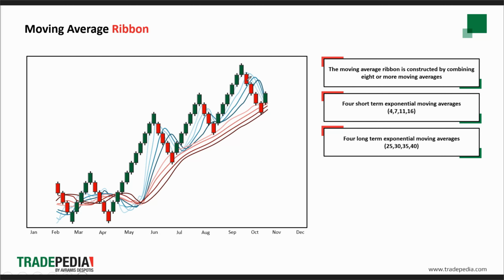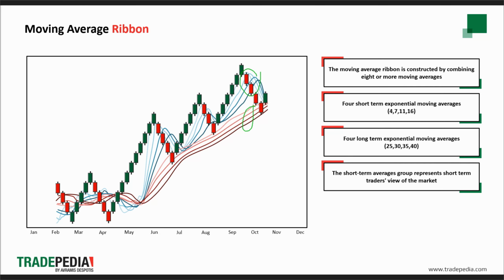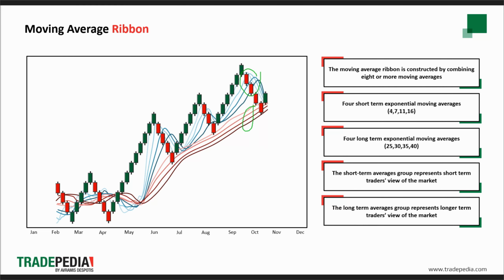If you look at the blue lines, those are the short-term EMAs. And if you look at the red lines, the different shades of red, those are your 4 long-term EMAs. The short-term averages represent short-term traders' view of the market, and the long-term averages basically represent long-term traders' view of the market.